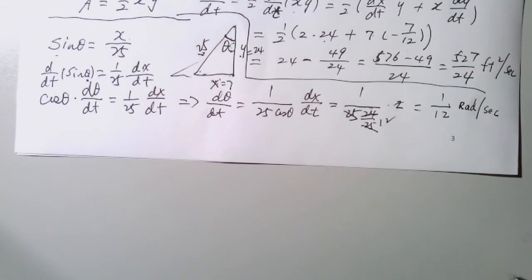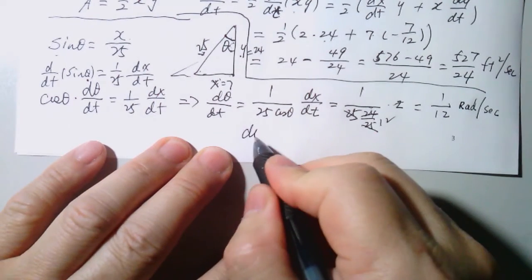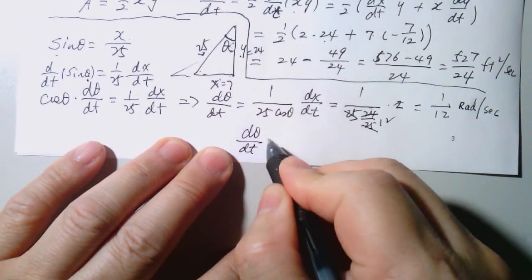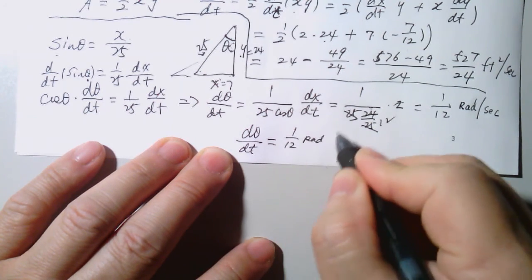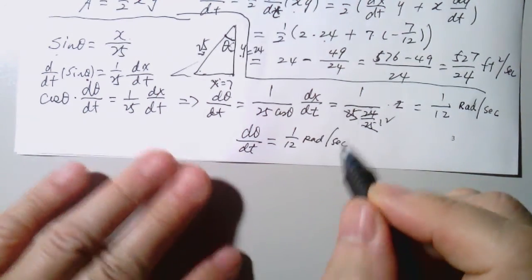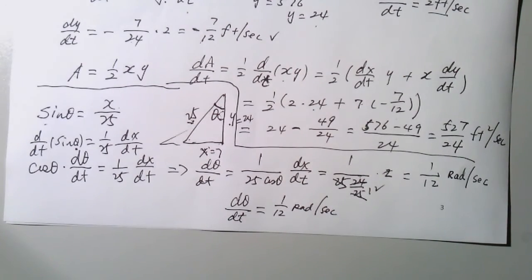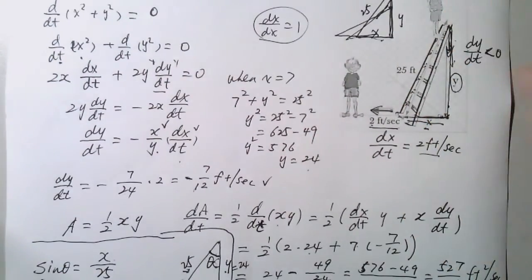So we are done here. Finally we have the rate of change for the angle is 1/12 radians per second when the ladder is 7 feet away from the wall. Okay, so that's the end of this problem.